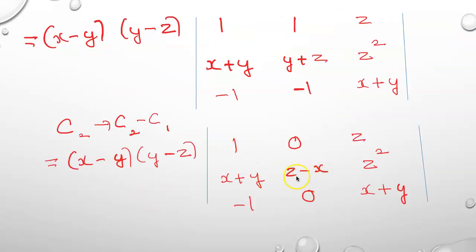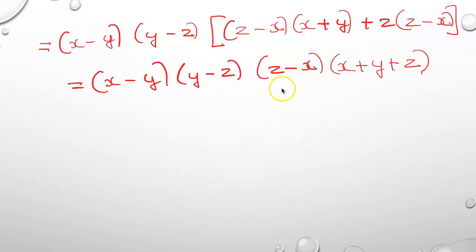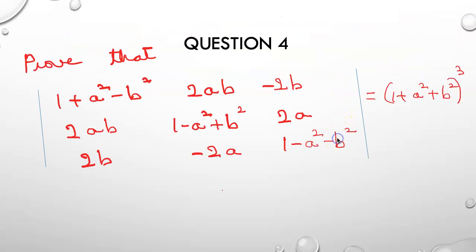So it is 1 into (z minus x) into (x plus y), minus 0, plus z into (0 plus 1) into (z minus x). So ultimately you get your RHS, which is (x minus y)(y minus z)(z minus x)(x plus y plus z).